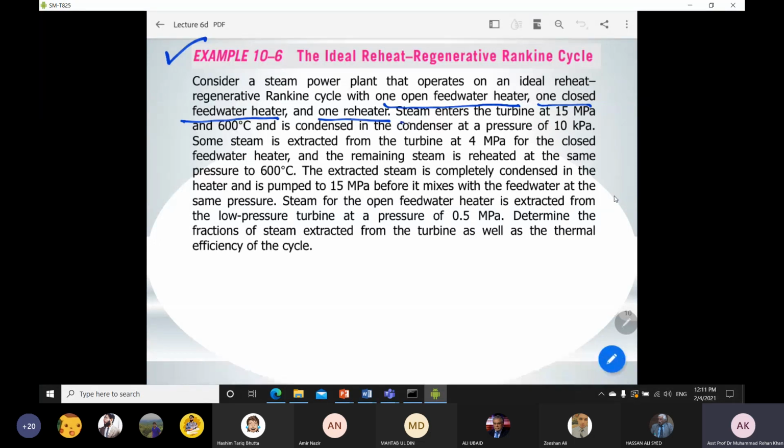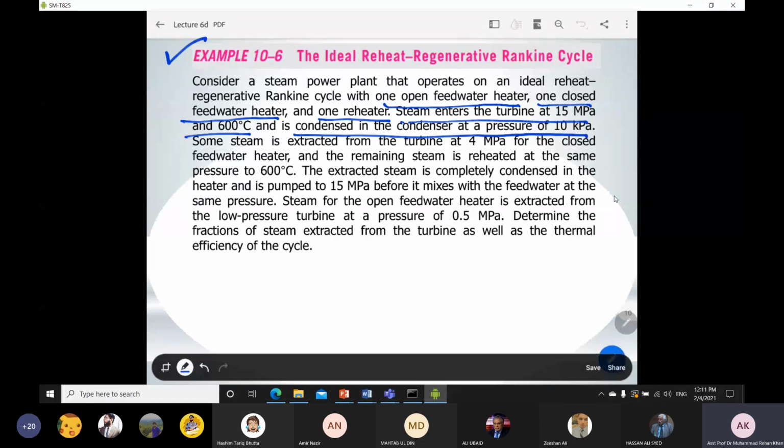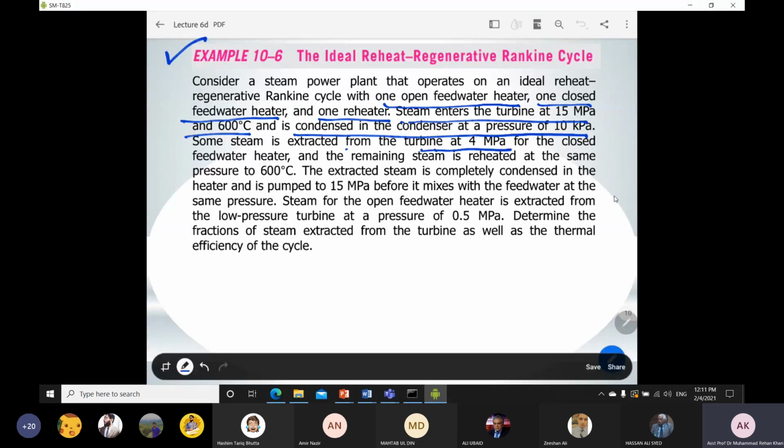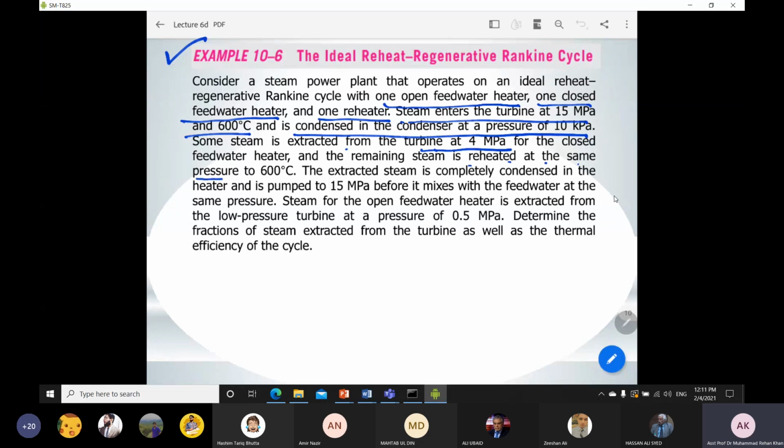Steam enters the turbine at 15 megapascal, so your highest pressure and temperature are given, and is condensed in the condenser at a pressure of 10 kilopascal, which is known to you. Some steam is extracted from the turbine at 4 megapascal for the closed feed water heater, and the remaining steam is reheated at the same pressure. The extracted steam is completely condensed in the heater and is pumped to 15 megapascal before it mixes with the feed water at the same pressure.